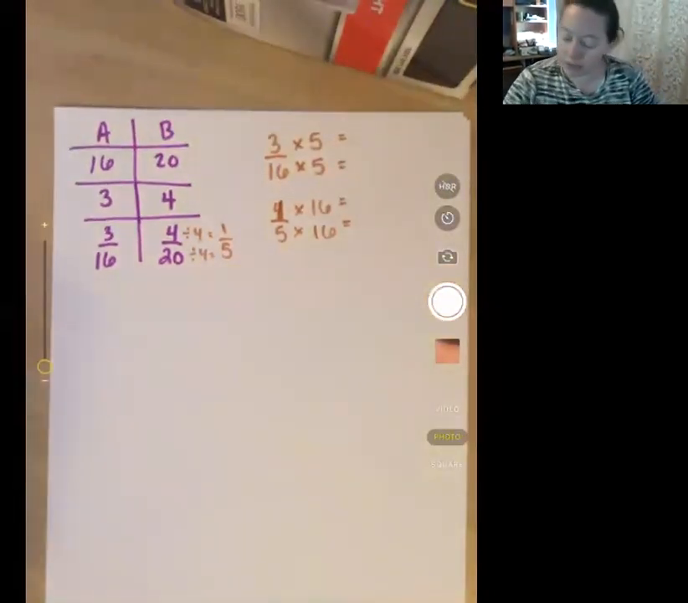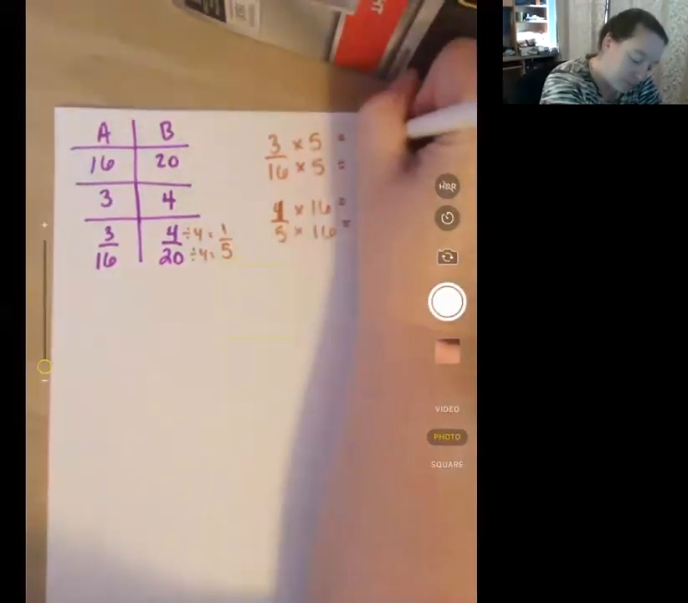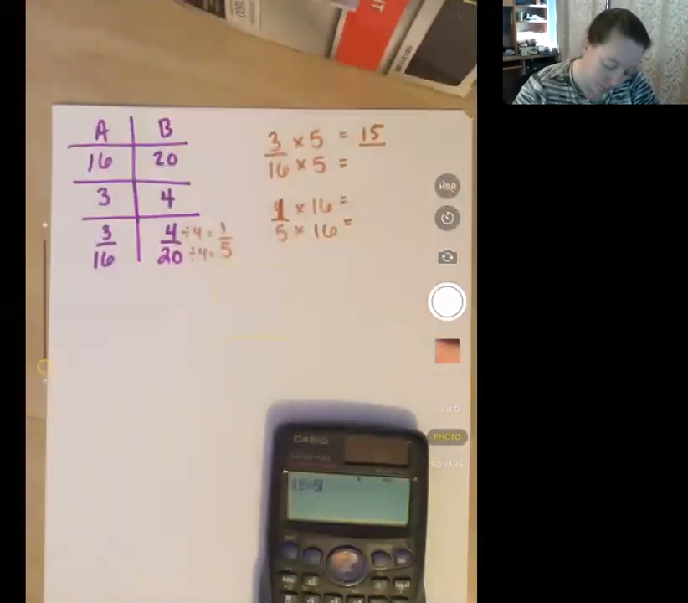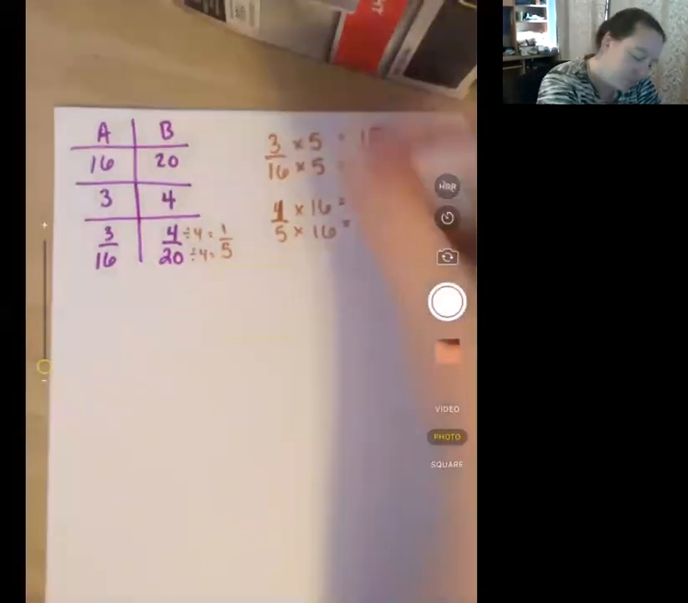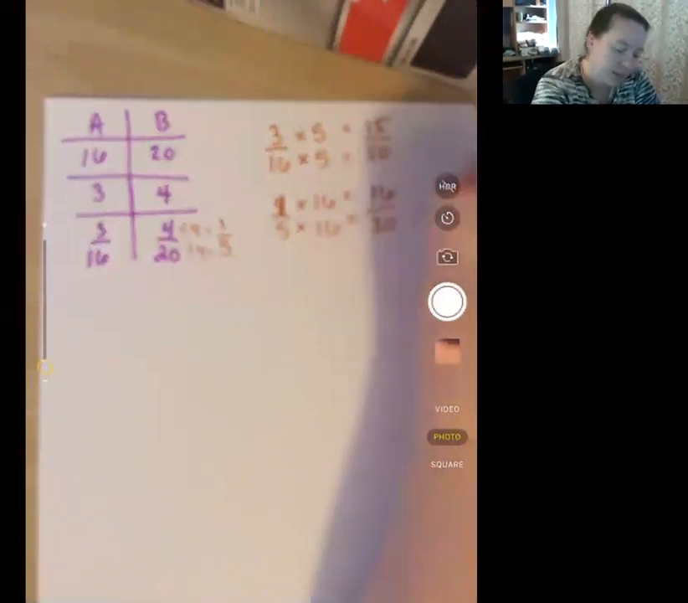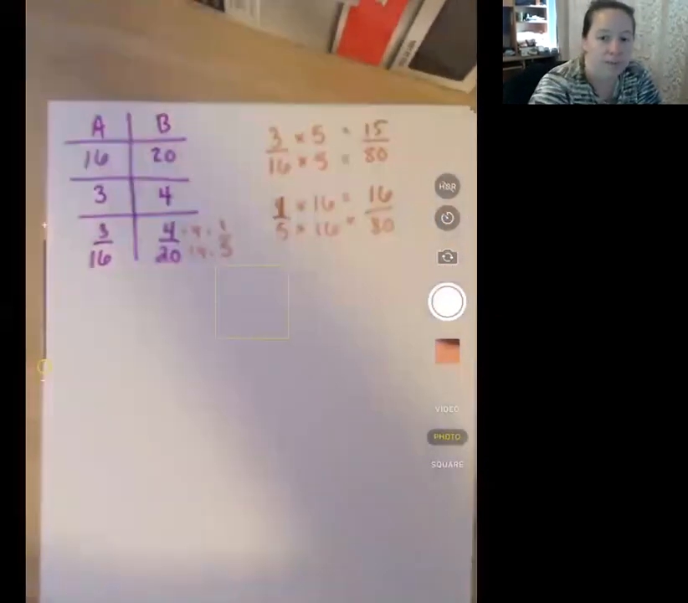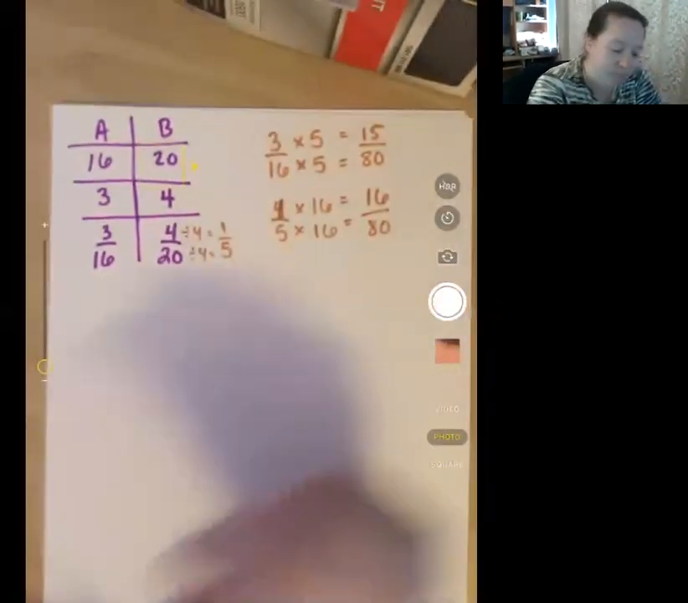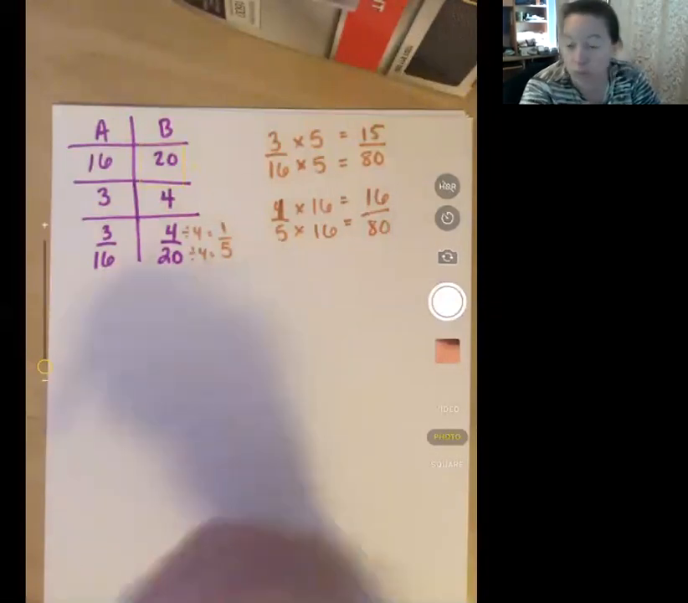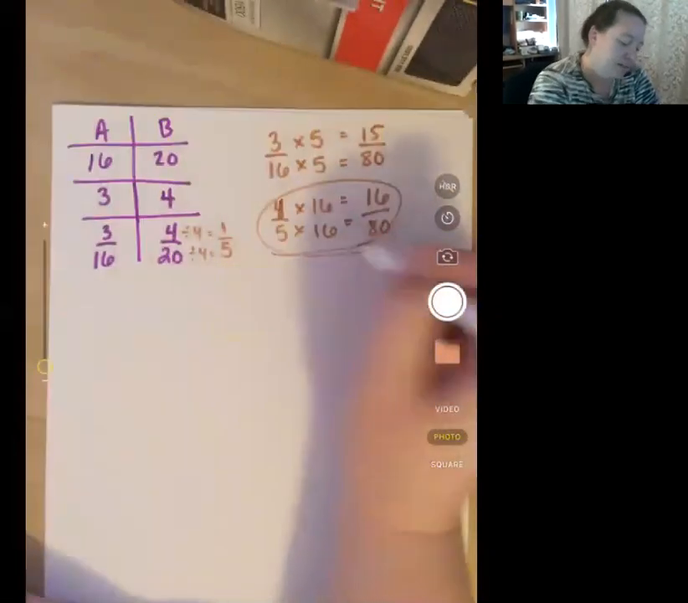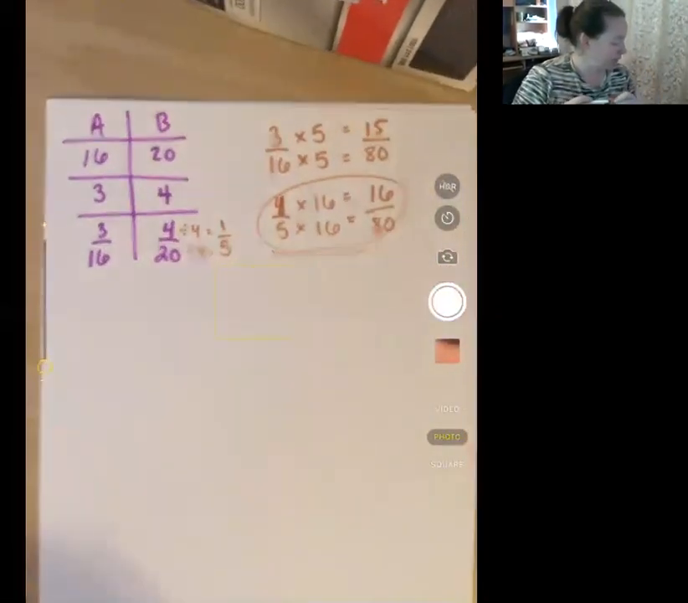So let me see. 3 times 5 is 15, over 16 times 5, getting out my calculator, 80. 1 times 16 is 16, over 5 times 16, which is 80. So we see here, basket A has 15 out of 80. Basket B has 16 out of 80. So which basket should we choose from? We should choose from basket B, because that one is better for us.